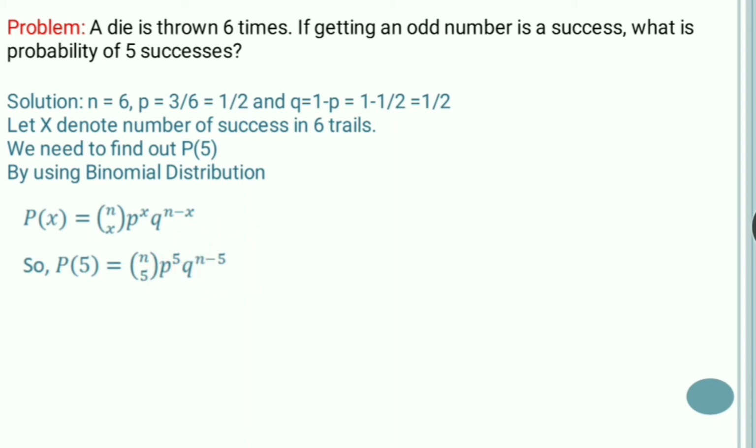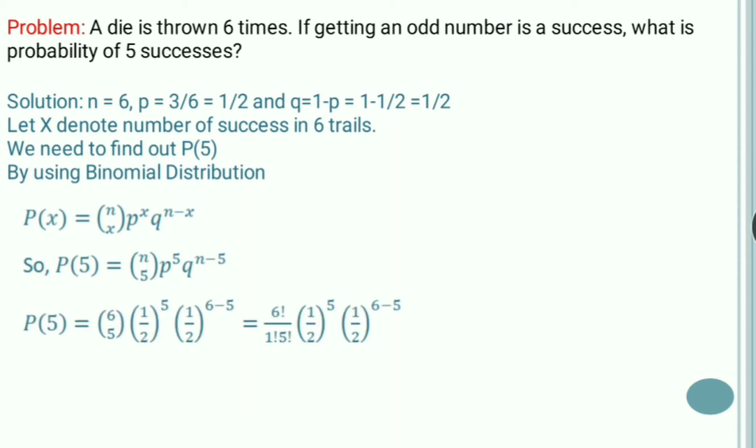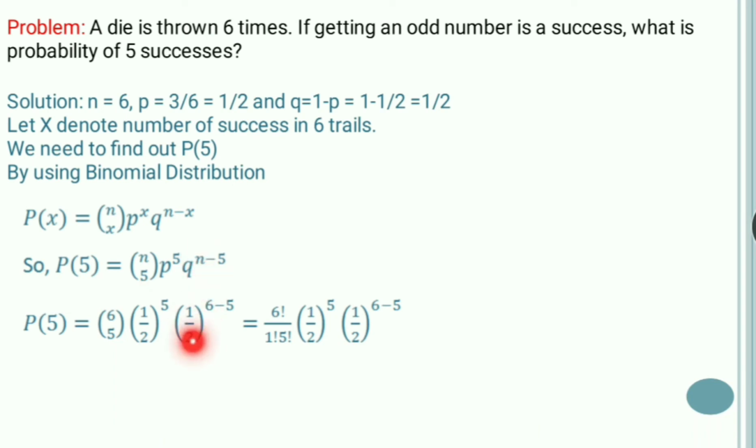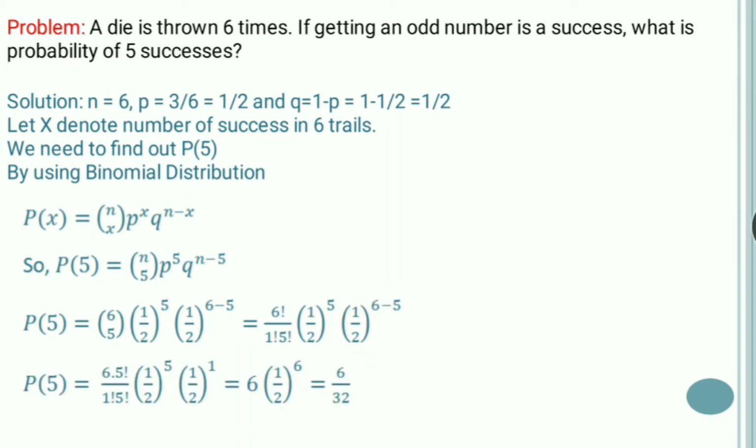Now put the value of N, P and Q. N is 6. Put the value of N equal to 6, P equal to half and Q equal to half. Now how we can open up this NC5? This can be opened up into 6 factorial upon 6 minus 5, 1 factorial into 5 factorial, into 1 by 2 raised to power 5 into 1 by 2 raised to power 6 minus 5. This 6 minus 5 can be written as 1, right? So this is equal to 6 factorial into 5 factorial upon 1 factorial into 5 factorial, 1 upon 2 raised to power 5 and 1 by 2 raised to power 1.